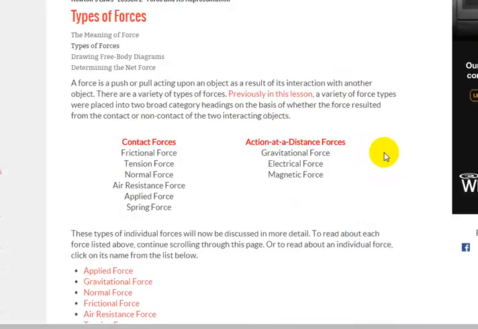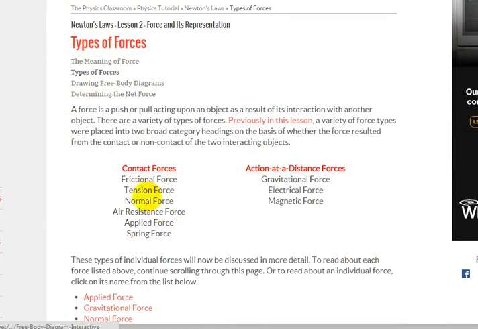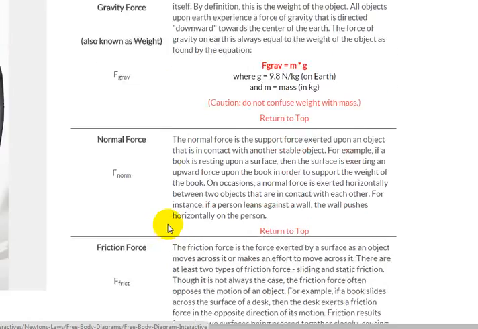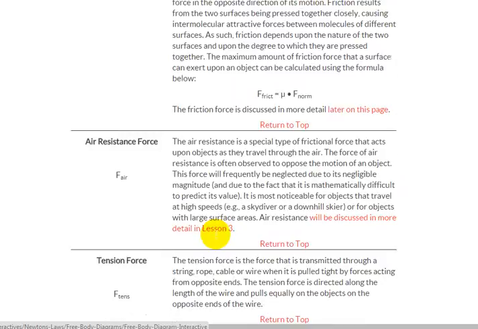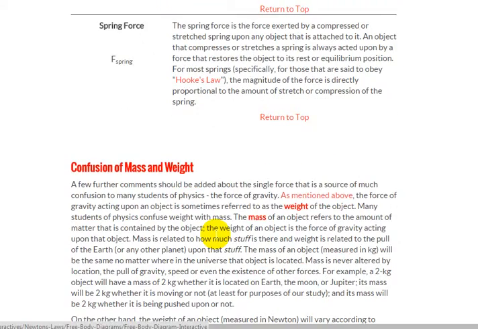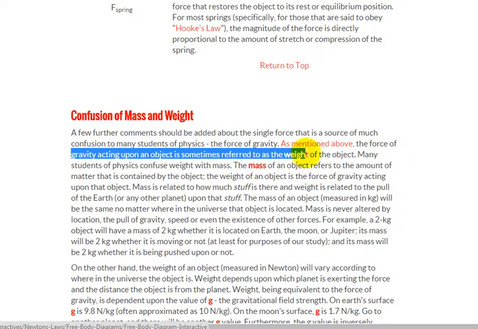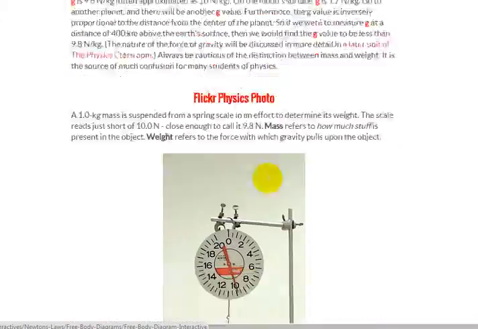The second page, types of forces. We talked about this in that help sheet there. So applied force, gravity, we talked about all of this stuff already, so there's no need to go through all of it again. Confusion with mass and weight. Your mass represents all the stuff that makes you up, whereas weight is the force with which gravity is pulling you down. So gravity is pulling you down with a certain force, that is weight, whereas mass is just all the stuff that makes you up.